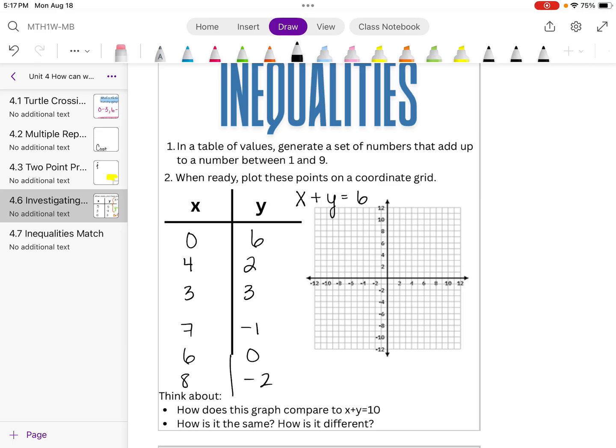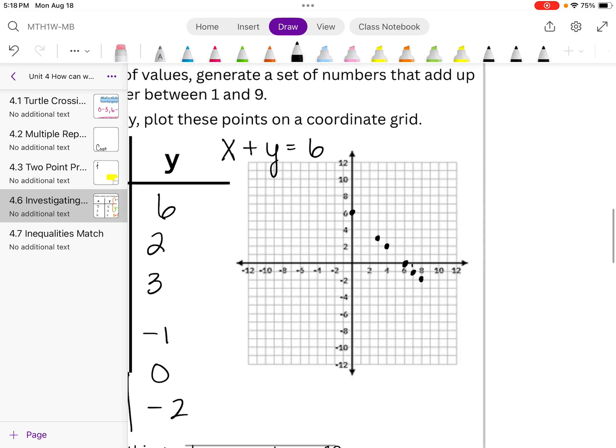Once you've done that, you're plotting your points. So I've got 0 and 6. I've got 4 and 2. I've got 3 and 3. I've got 7 and negative 1. I've got 6 and 0. And I've got 8 and negative 2. So once you've done that, you're now going to take your ruler and connect your points.